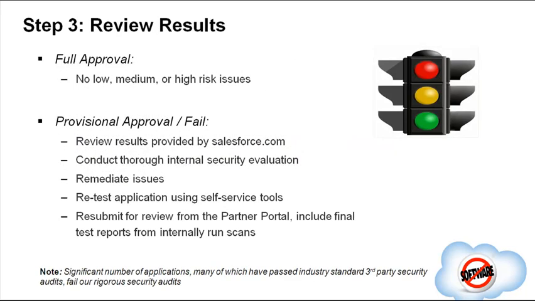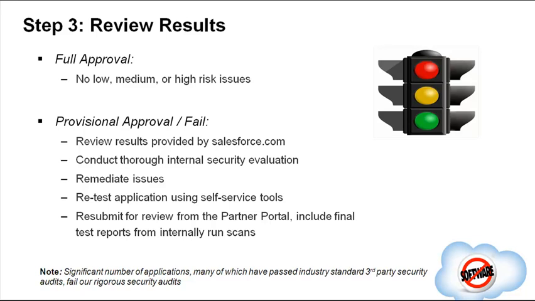Upon completion of review, we will get back to you with your review results. If no issues are found, you will receive a full approval and you'll be able to directly list your application on the AppExchange. If any low, medium, or high risk issues are found, you may receive a provisional approval or a fail. A provisional approval allows you to list your application on the AppExchange contingent to you addressing issues within a fixed amount of time. A fail means more serious issues were identified and you're not allowed to list your application on the AppExchange until they're addressed.